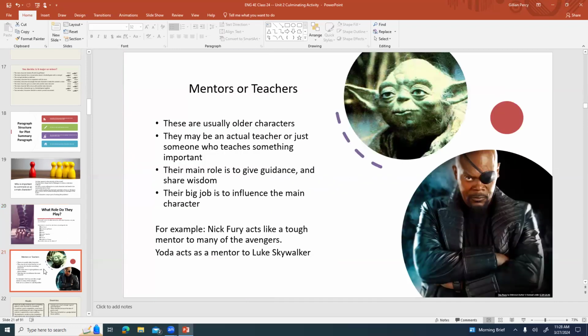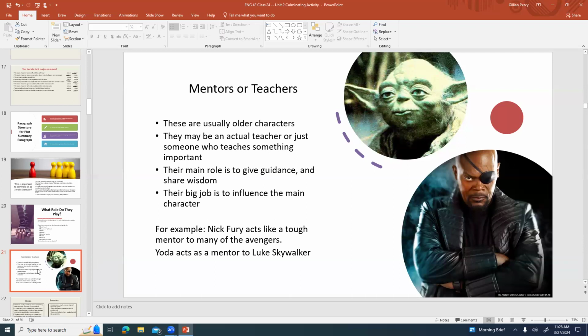So I want to talk about mentors or teachers. Usually these are older characters. They may be an actual teacher, or they may just be somebody who teaches something really important. Their main job in the novel is to give guidance or to share their wisdom, and their big job is to influence the main character. That's kind of what they're there for.